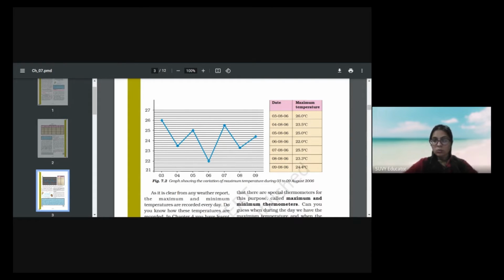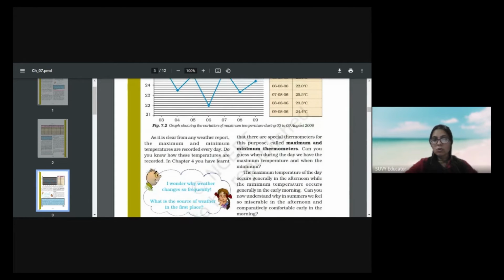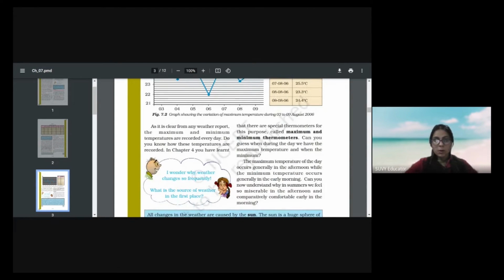Temperature is an element of the weather, so if temperature is changing, the weather is also changing. It is clear from any weather report. A weather report is like this; they show graphs. Suppose you want to know the weather of the Mumbai region, this kind of graph from the weather report will help you guess the weather.